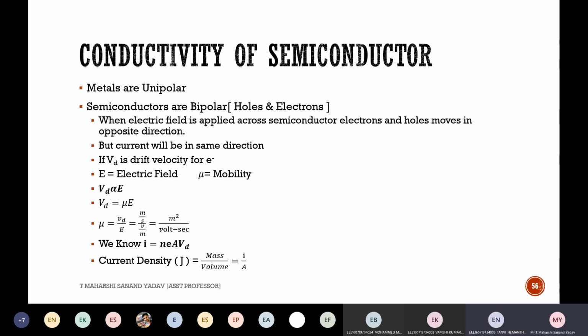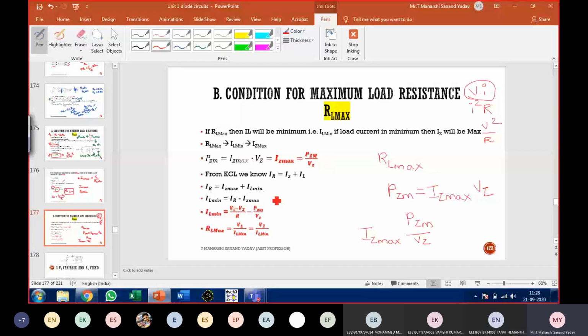So formula is R is equal to V by I. If resistance is more, current will be less. If resistance is less, current will be more. So from that point, I found the value of IL minimum as (VI minus VZ) by R minus PZM by VZ. Simply I'm substituting the values of IR and IZ max. Once I arrange it properly, RL max is VL by IL minimum.